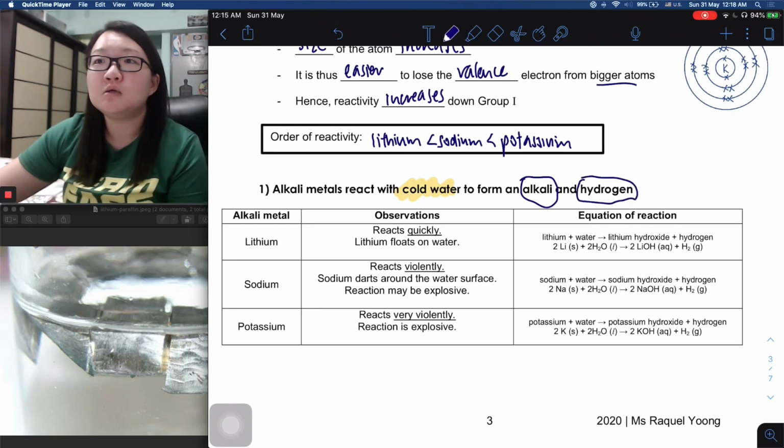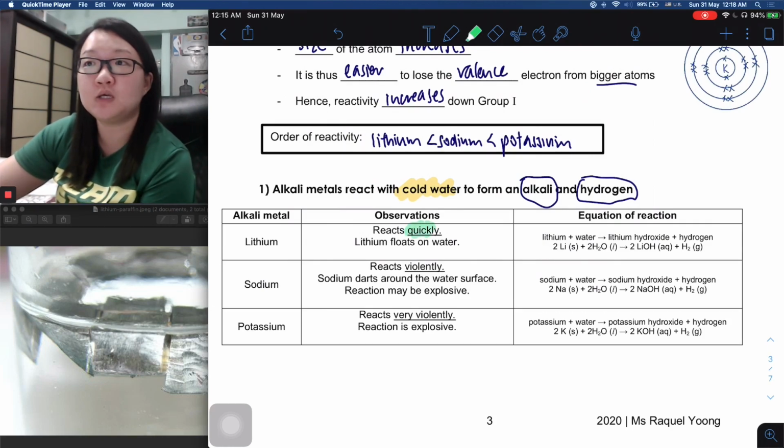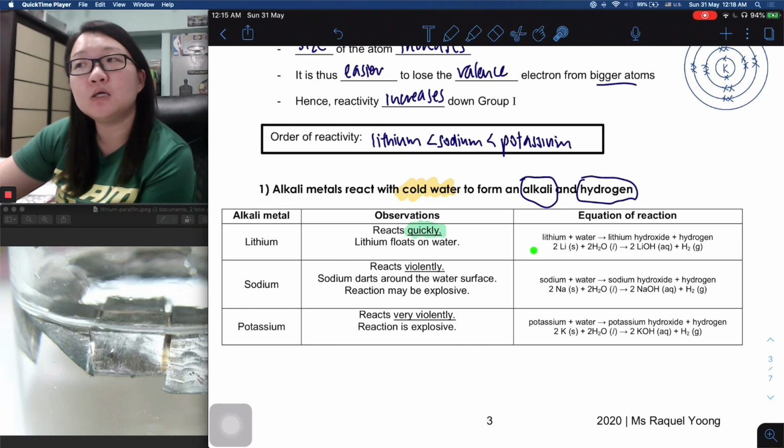Okay, then your metal will immediately react with it because alkali metals are so reactive, right? And then it forms an alkali and hydrogen gas. Okay, so this part, in terms of observations, the keywords are very important. So for instance, for lithium, the observation is that it reacts quickly. Okay, and then there's the equation of reaction, which you need to know. So word equation as well as chemical equation.